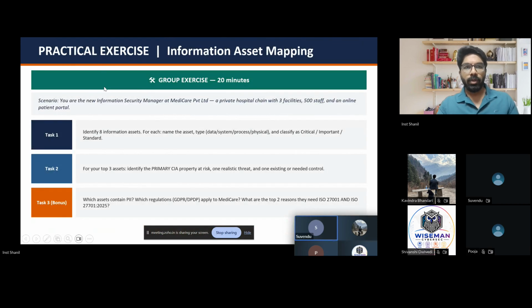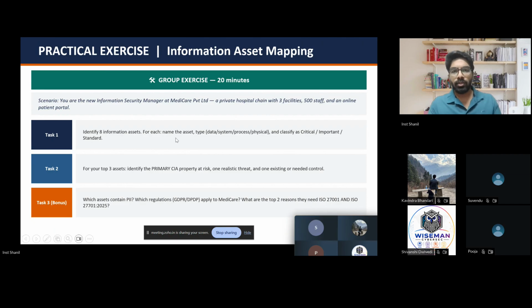Okay, now comes a group exercise. I think we might need to have it individual. So you'll have 20 minutes. You can opt out of these 3 tasks in any sequence. You need to identify 8 information assets. Since you both are working, you can easily identify 8 information assets in your company.